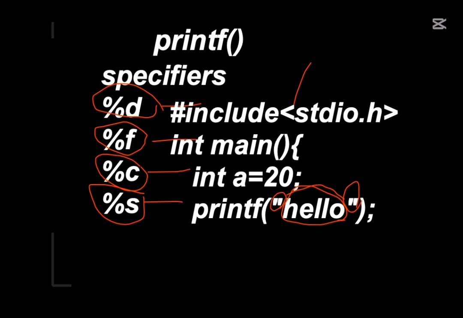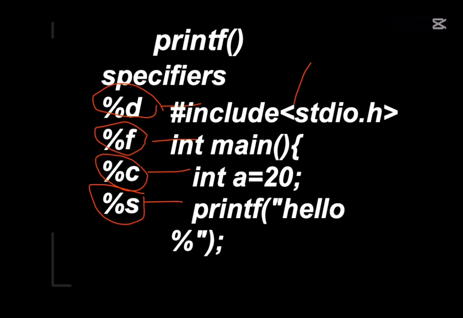Then let's say, for example, you're trying to print a variable. If you're trying to print a variable, then you need a placeholder, and that's where we use a specifier. So let's say I want to print this variable a, then I'm going to use this.